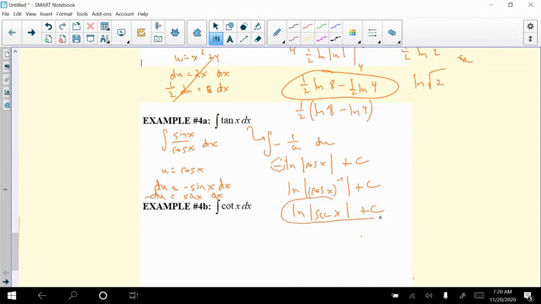And you don't have to memorize it, or you can memorize it. It's up to you. Sometimes students just remember antiderivative tangent is natural log of secant x and move on. If you forget it, you could derive it.